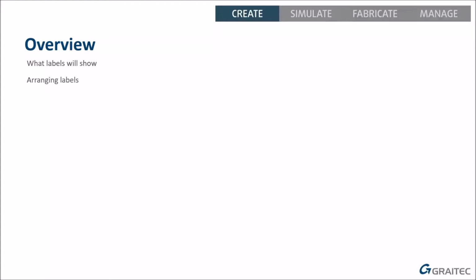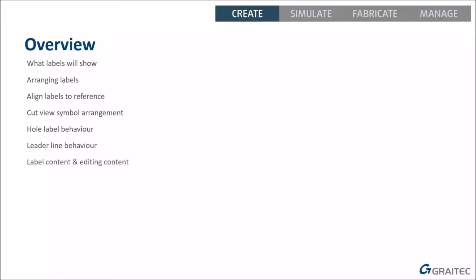So we'll look at arranging labels once they've been run. Then we'll look at aligning them to a reference. Although it's technically a symbol and not a label, you can align your cut views, which is a sort of hidden button that I'm not sure too many people are aware of. We'll look at what the labeling for holes wants to do and what we can do with that. This one is new for 2022: what you can do with your leader line behavior.